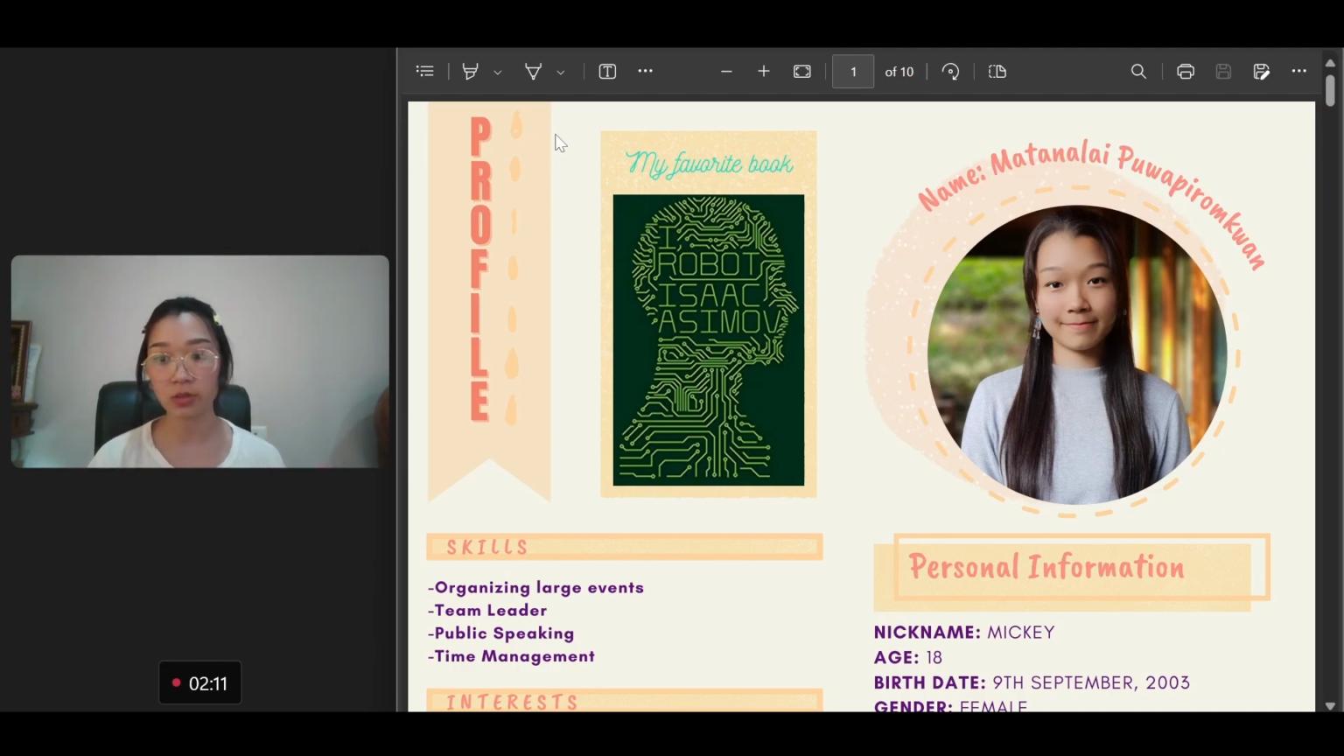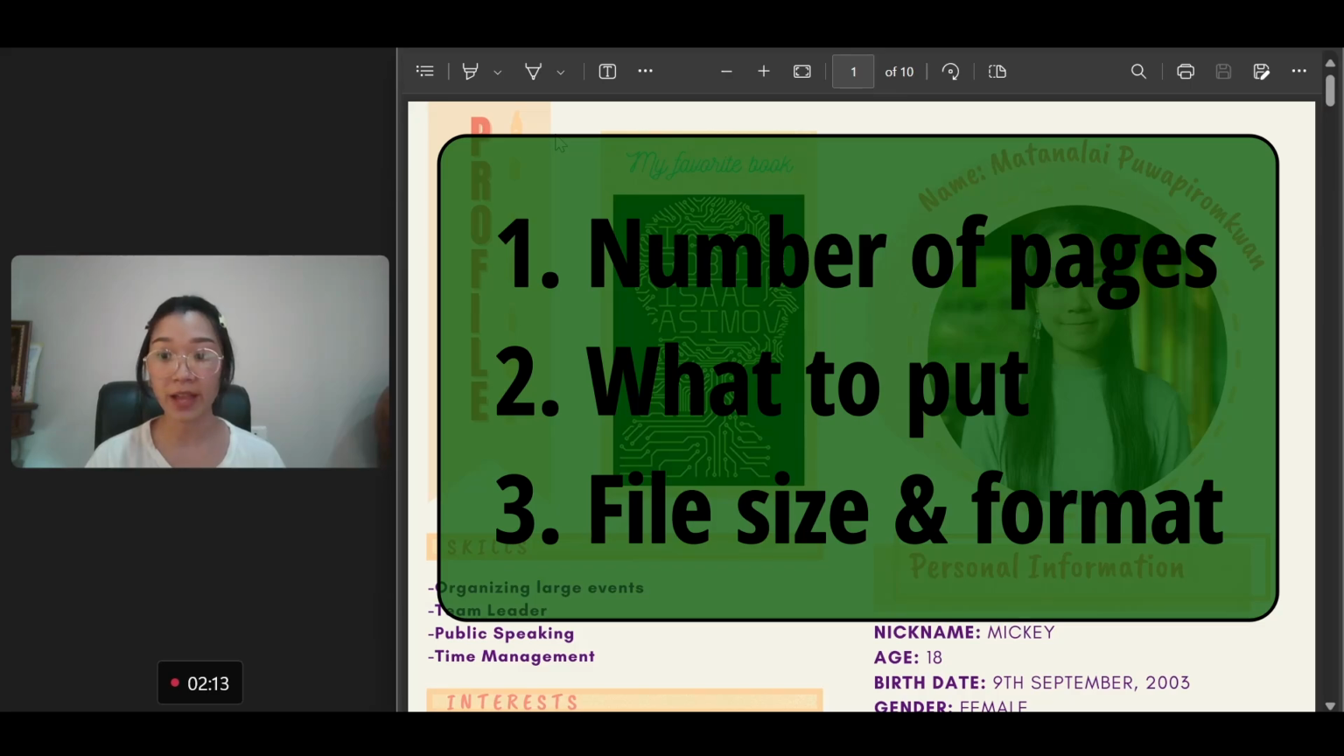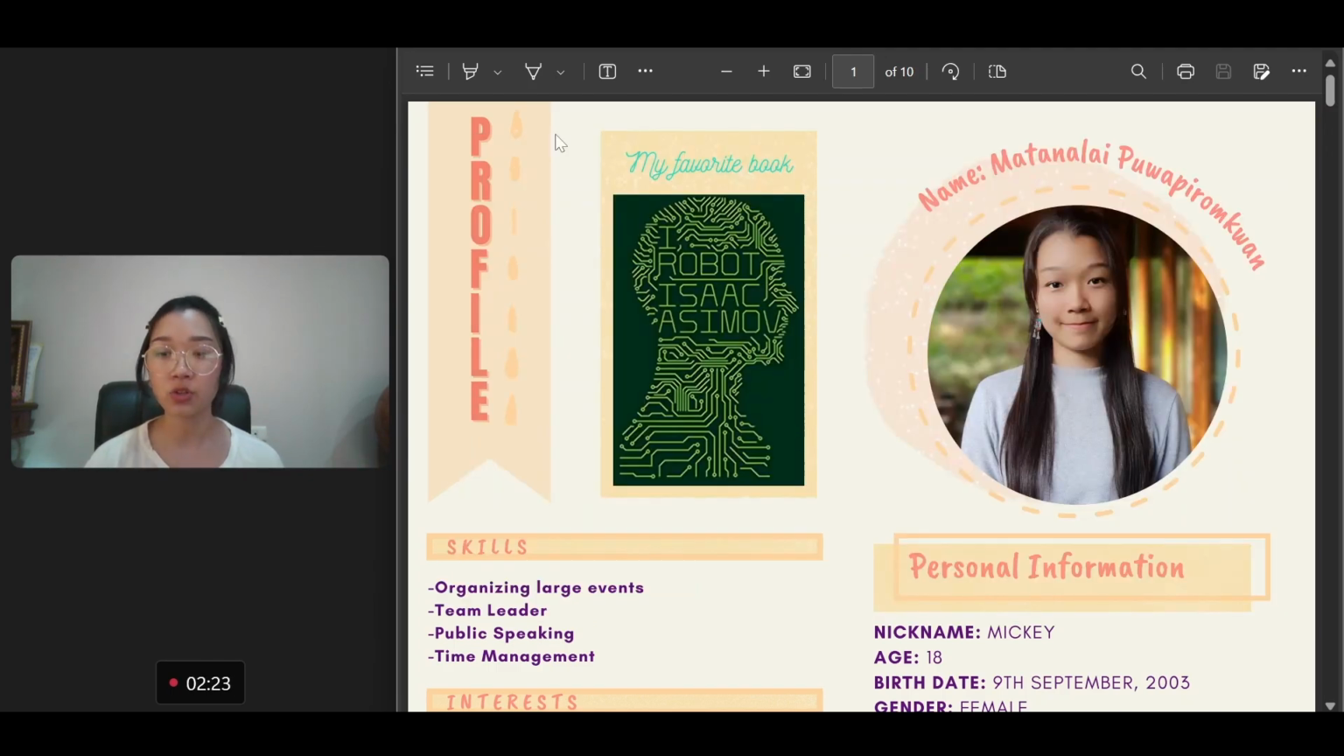The last thing you need to check for is the file size and the file format. They will tell you what dimensions they want it in. Do they want it in A4? Do they want it something else? Usually they ask for A4 and they ask for a PDF file. So be very careful with this. You don't want to send in a picture like a PNG or a JPG. Check very carefully. Okay, so that's for the conditions you have to meet and you have to check.